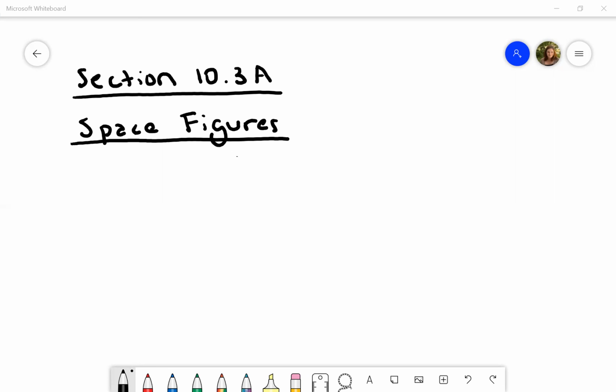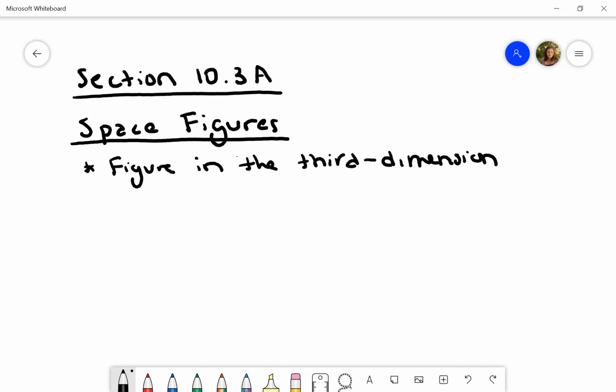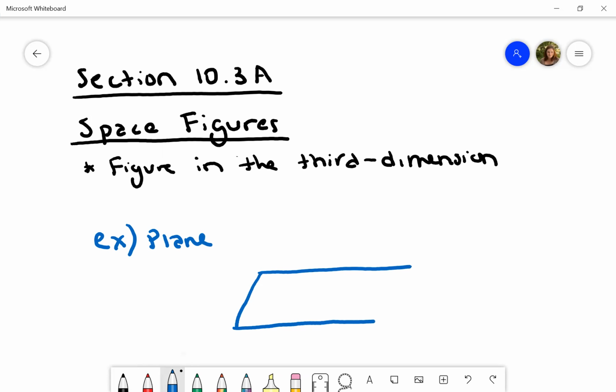So a space figure is a figure in the third dimension. We've looked at one type of space figure previously, and that was a plane. A plane floating in space could go on infinitely in every direction. But we can visualize planes in our own room. You might remember the tabletop, the ceiling, the wall, the floor. All of those are examples of planes.